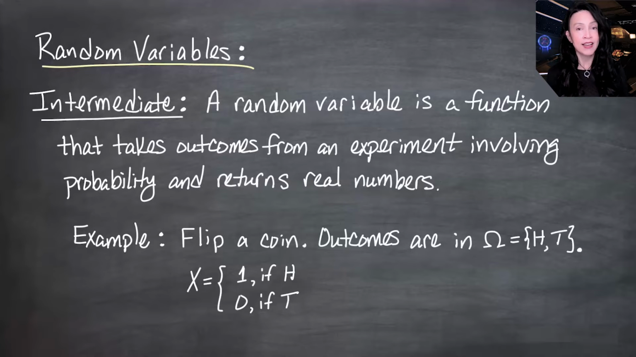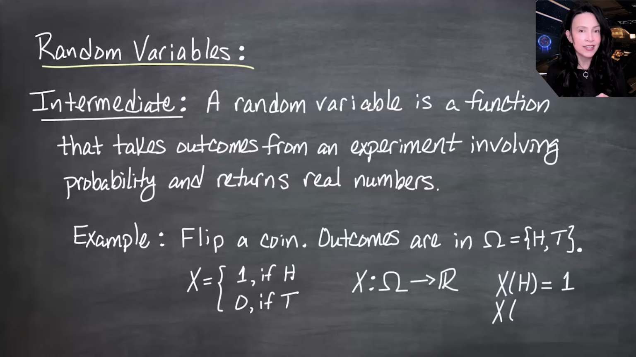And you may not have written it like this, but you can write it so it looks like a function that takes the value h and gives you the value 1, or takes the value t and gives you the value 0. So this is what I would call an intermediate definition, even if you never wrote it like this, thinking of it as a function from an experiment, assigning numbers to events. But we are in measure theory, so we are ready for the pro definition.